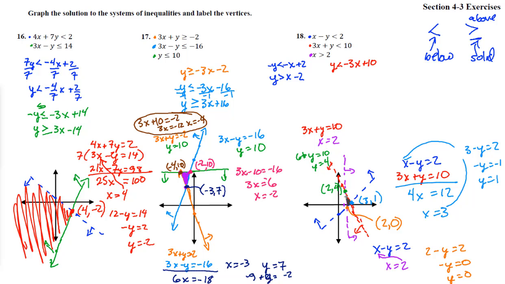So the answer is that little shaded gray region in there, and the corners of the region are 2, 4, where the purple and the red cross, 3, 1, where the red and the blue cross, and then that guy right there where the blue and the purple cross. And those are the vertices of the solution.